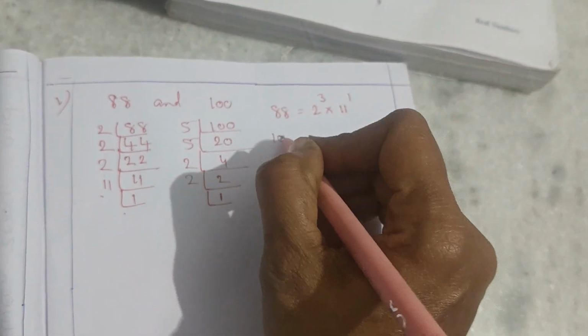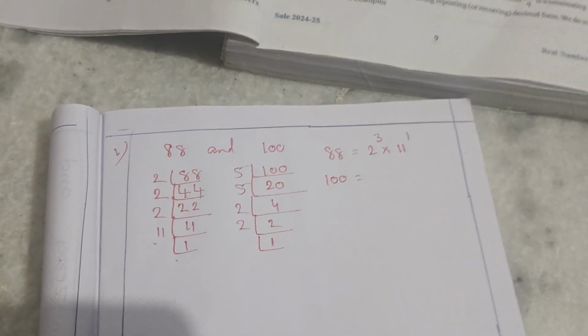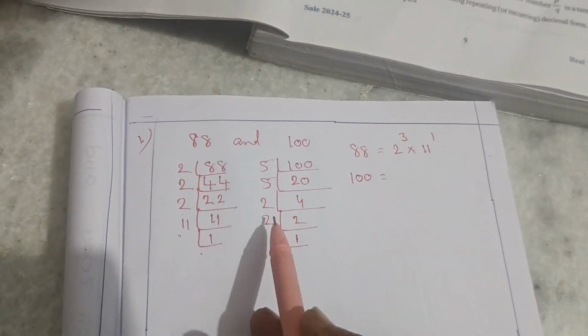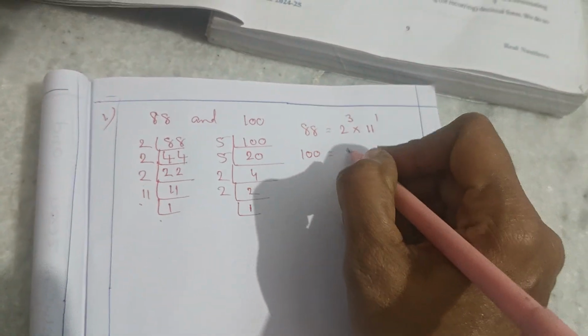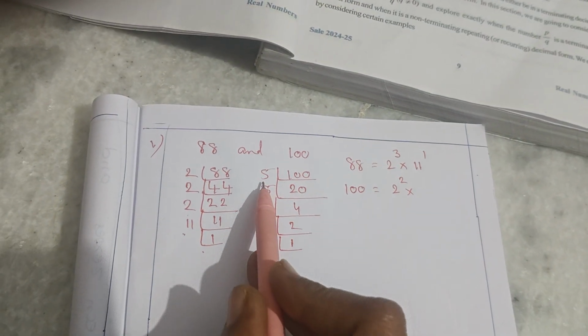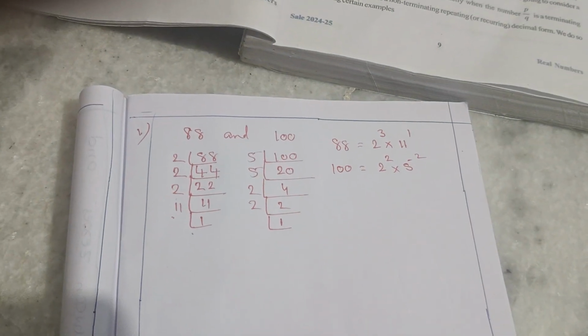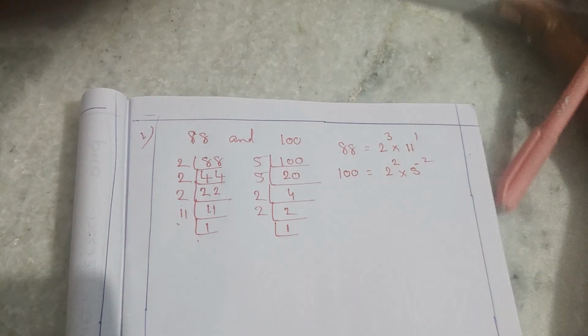Now 100. How can we write 100? How many 2's are there? First you see how many 2's are there. Two 2's in 100, so 2 power 2. How many 5's are there? 5 into 5, 5 squared. So did you understand? First we have to do prime factorization. Next we have to write the prime factors in exponential form.